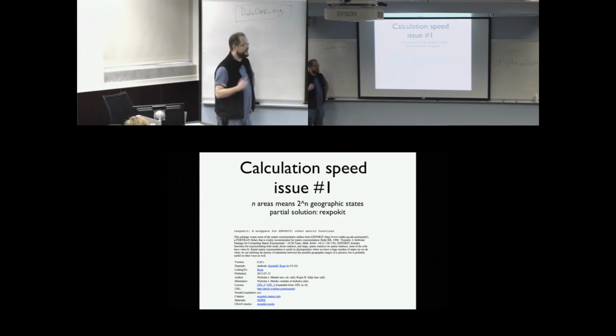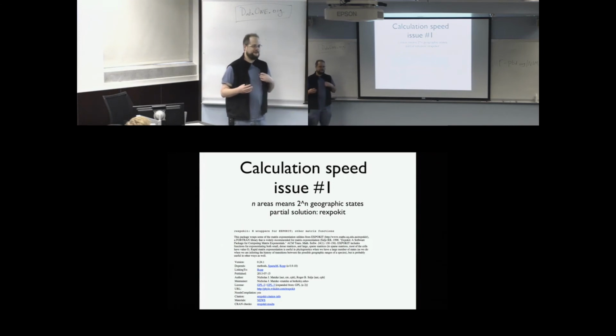So if you have 10 areas, I think you have 1,024 possible geographic ranges, and that means the matrix that you're exponentiating is 1,024 by 1,024. And that takes a second or so on the computer. And if you had 11 areas, it would double again. So then it's 2,048, et cetera. And so this puts a really strict limit on how big an analysis we can do.